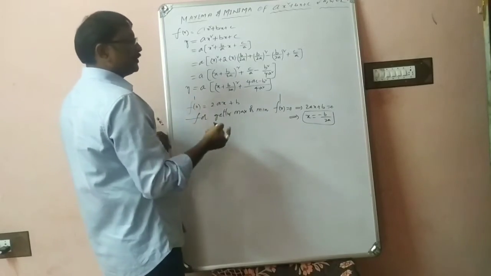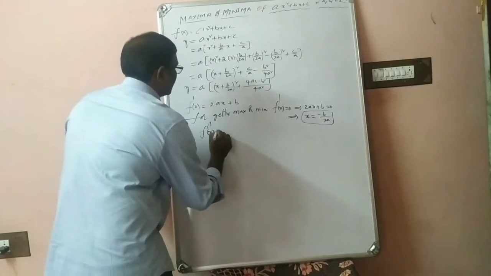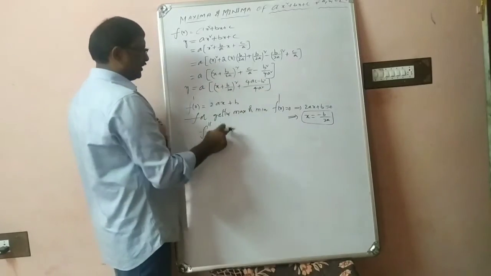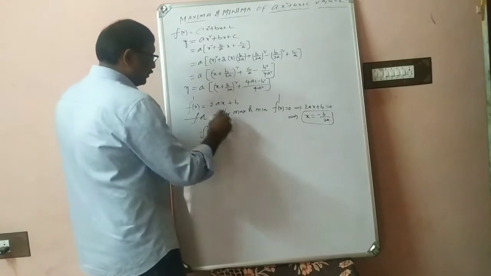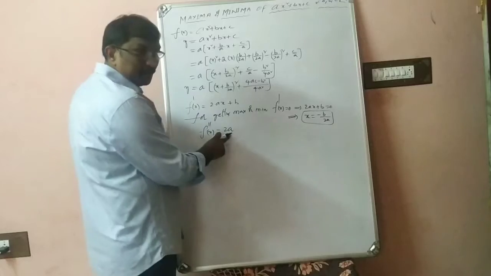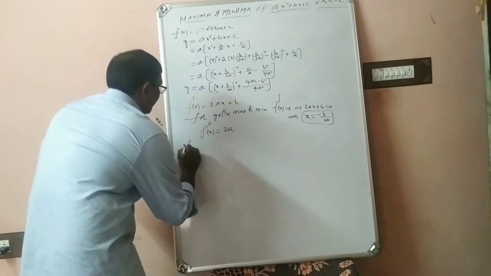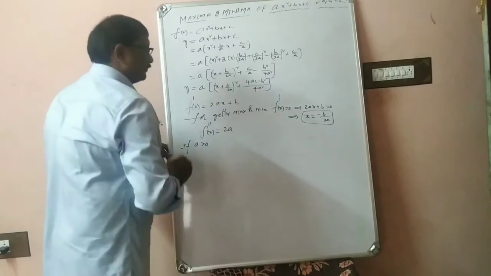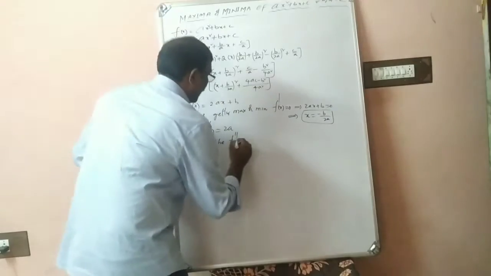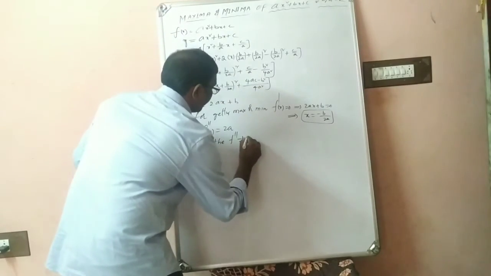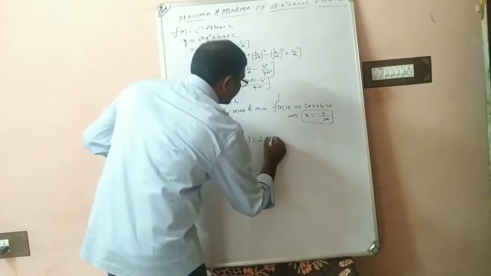Whether you are getting a maxima or minima depends on the second derivative. So go for the second derivative. f double dash of x is equal to 2a: derivative of 2ax is 2a, derivative of b is constant 0. Now whether f double dash x is positive or negative depends on a. For example, if a is positive, then f double dash at minus b by 2a is 2a, which is also positive.